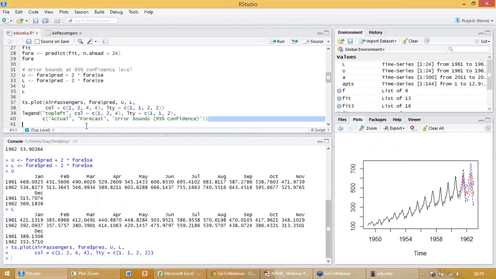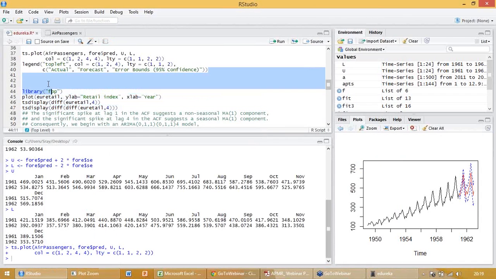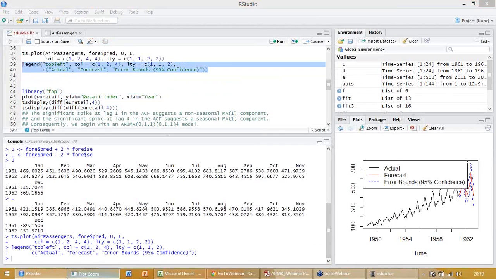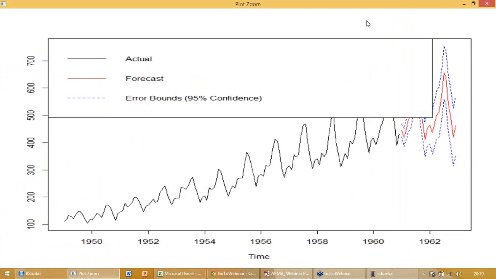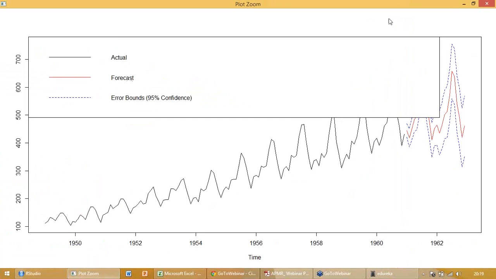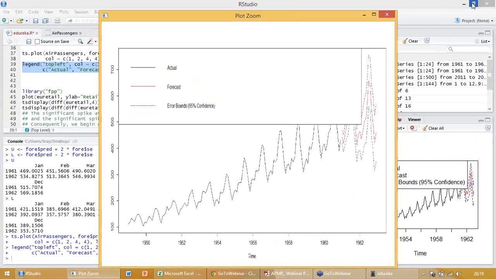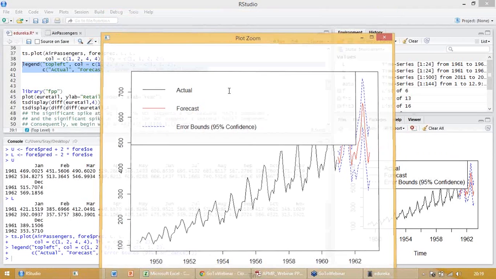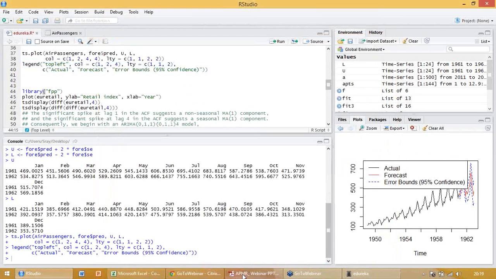Just to make it much more clear, I'll also put a legend, right? If you see now, this looks much better, right? So that is how things look when you are forecasting. So that was one data set.